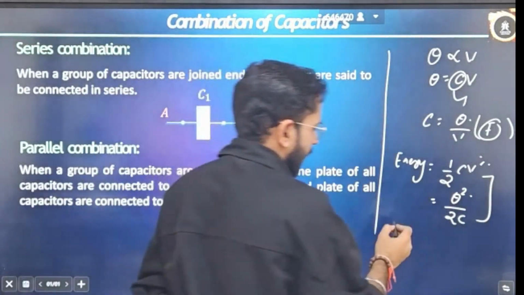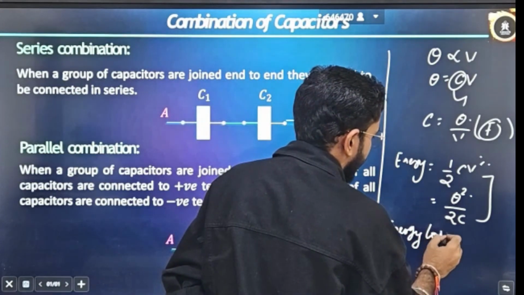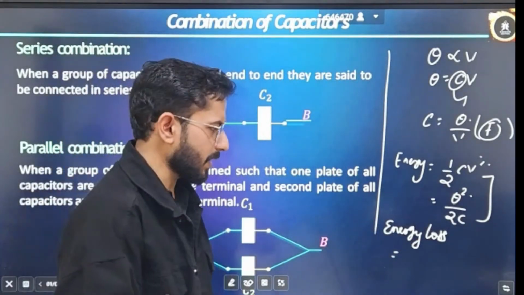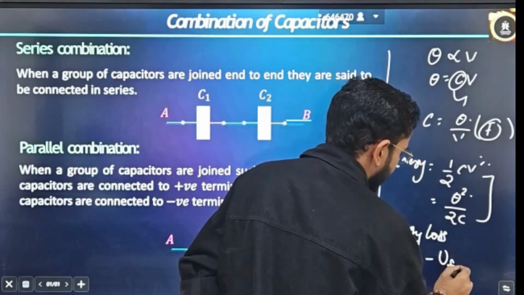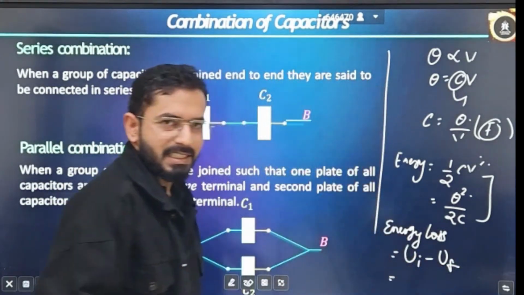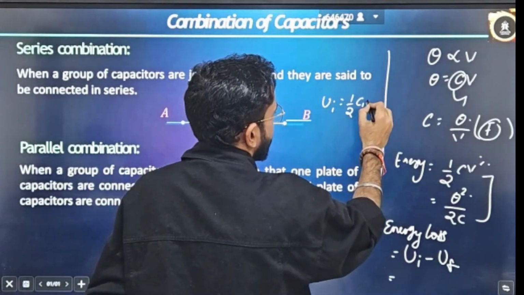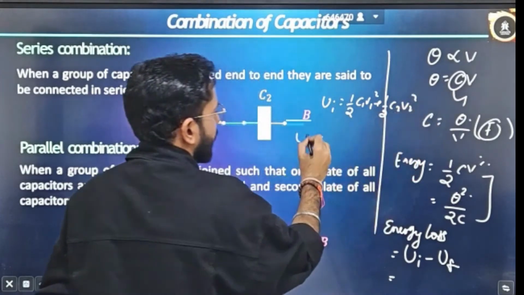Then we wrote, if someone asks you what the energy loss is when you are charging a capacitor, there is always some heat loss, or you can say some energy loss. How will you write that? You will write initial energy minus final energy. Now I told you how to write the initial energy also. Initial energy was written as half C1 V1 square plus half C2 V2 square. This was the initial energy.